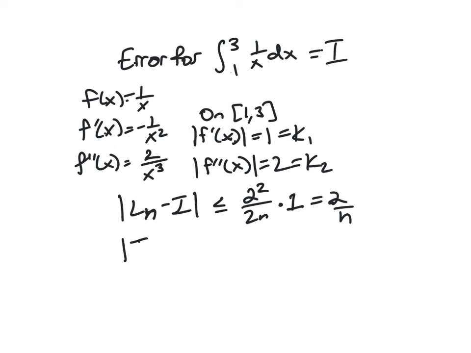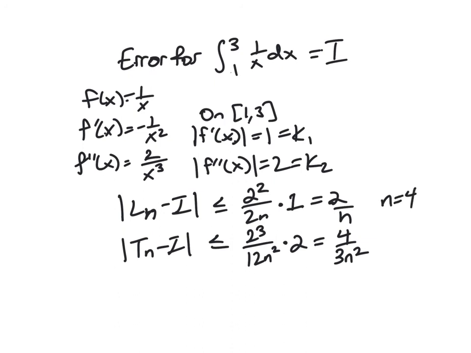And then our trapezoid error is going to be less than or equal to (b minus a) cubed, so 2 cubed, over 12n squared times our k2, which is 2. And so you have 16 over 12, which is 4/3. And so we have 4 over 3n squared. So when n equals 4, what are we getting here? Well, the left sum is off by at most 1/2. And the trapezoid error is off by at most 1/12 because it's 4/48.